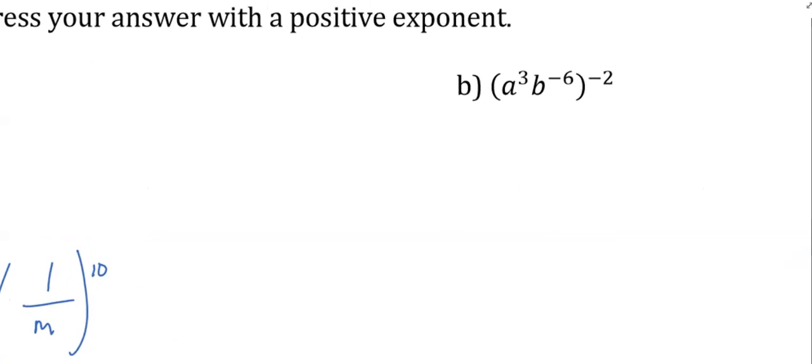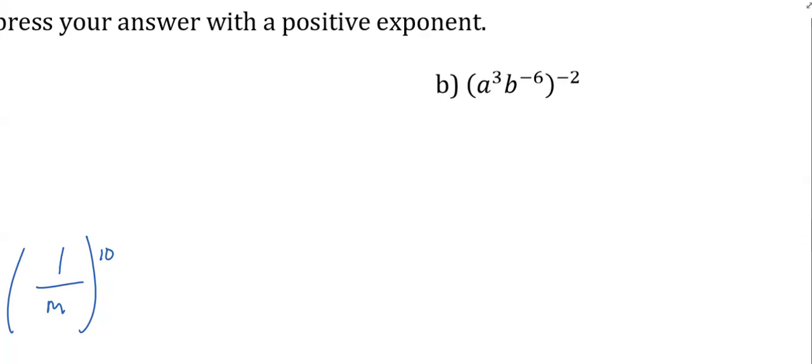Okay, B. When I look at B, I kind of have to think about what it means, what's happening. I've got a cubed and b to the negative 6 inside the brackets. And all of that is raised to the negative 2. So in fact, that negative 2 is going to be on both things inside. So this is going to work out too. a to the 3 times negative 2, b to the negative 6 times negative 2.